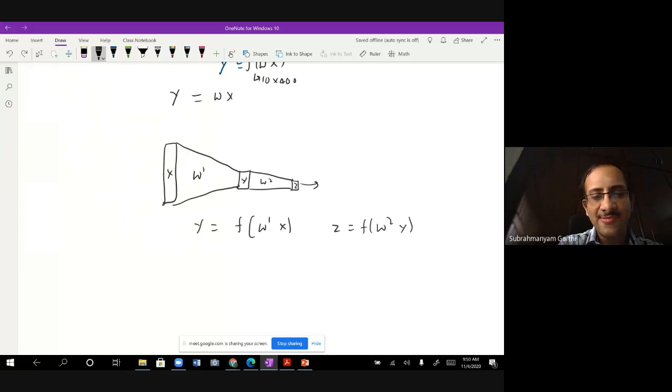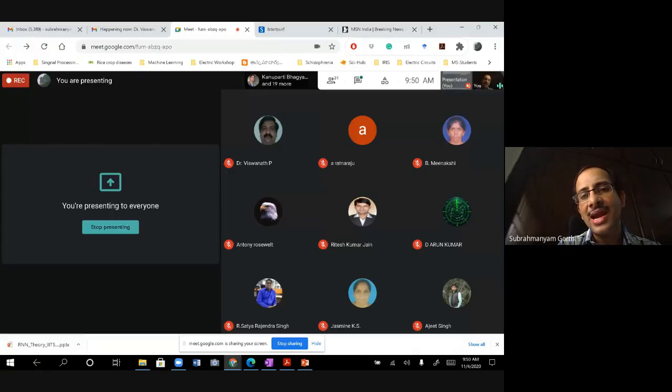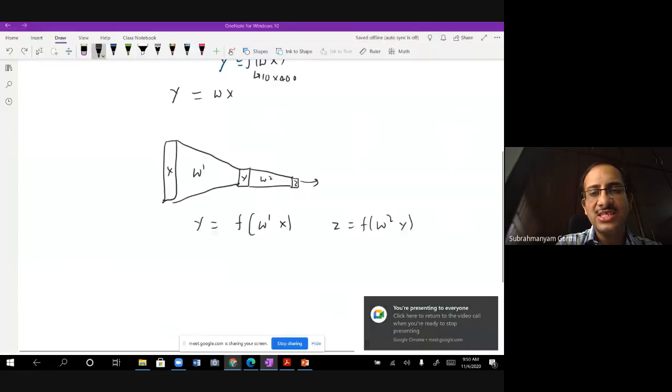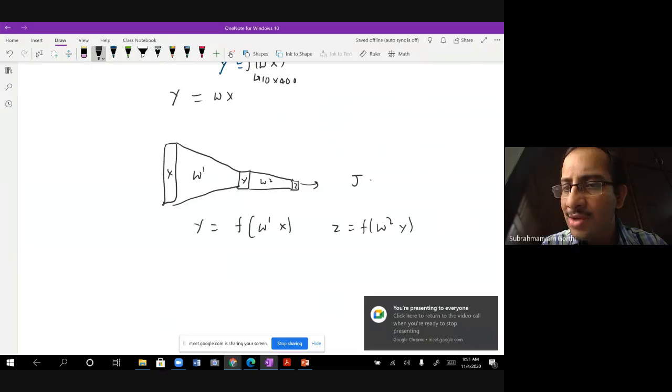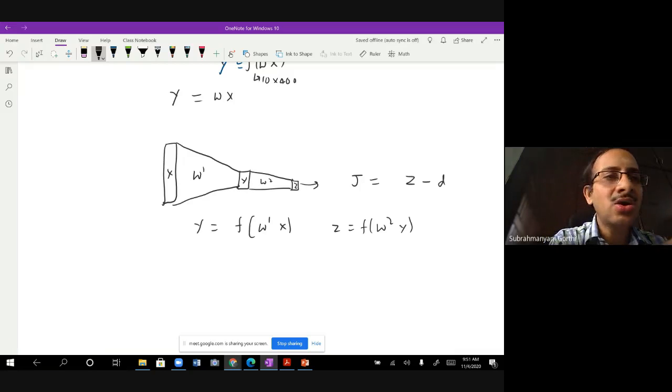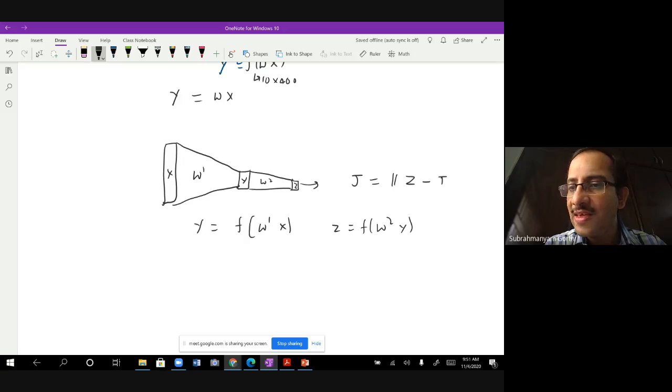Now let's come to the next point. What is important for training the neural network? Yes, the loss function, very good. So now let us bring the loss function in. Here z is the output, and the desired output may be d, or the target t. So this is my loss function: how much the obtained outputs deviate from the targeted outputs.